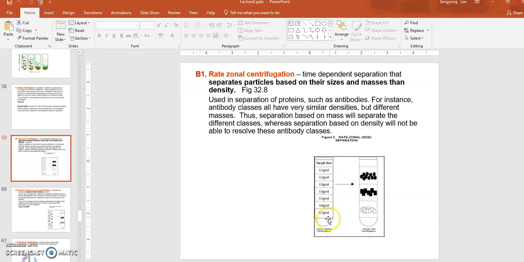Rate zonal centrifugation is, like I said, you create layers of different density, maybe 17 grams per mL up to maybe 11 grams per mL. Then when you have a mixture of sample and you centrifuge, your sample will be separated. In this separation method, particles are separated based on their sizes and masses rather than density. Since you create different zones, they'll end up at different zones based on their size and masses, rather than the density. The centrifugation condition you provide will make a difference there.